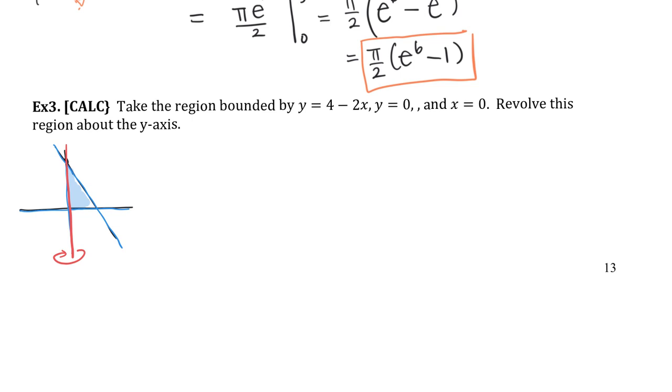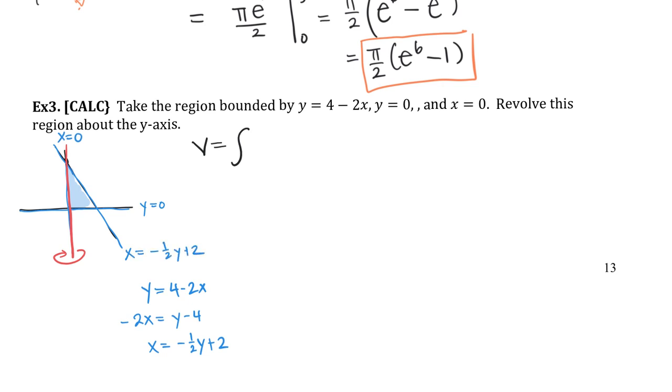What should we start with? Let's figure this out, because we're going in the y direction. So let me rewrite my equations in terms of y. This is y equals 0. That doesn't bother me. x equals 0 doesn't bother me either. But that 4 minus 2x, I need to solve it for x. Negative 2x equals y minus 4. x equals negative 1/2 y plus 2. So this is going to be x equals negative 1/2 y plus 2.